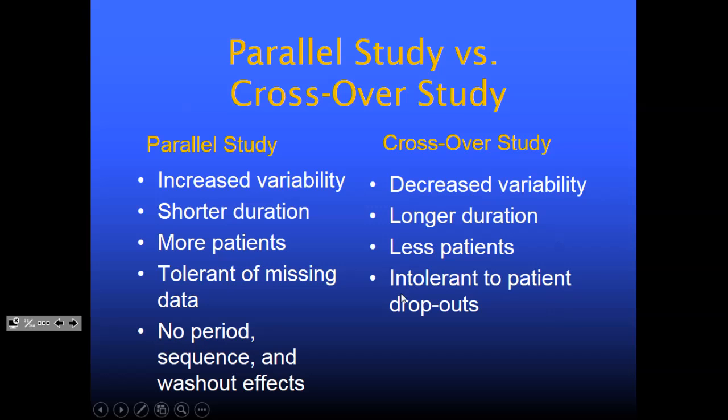And then it's less tolerant of patient dropouts, because if a patient drops out, guess what? You lost the control and the active arm. Whereas with parallel studies, you have increased variability because you're comparing different individuals. A shorter duration, requires more patients, more tolerant of missing data, and no period, sequence, or washout effects. It all depends on what study design you should use, but understand that there are definitely times for crossover studies and times for parallel studies.